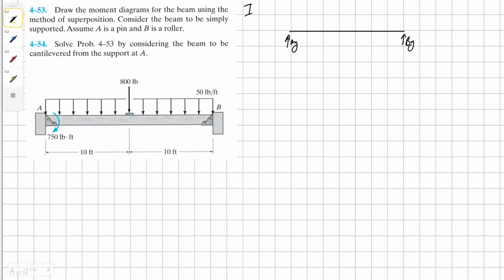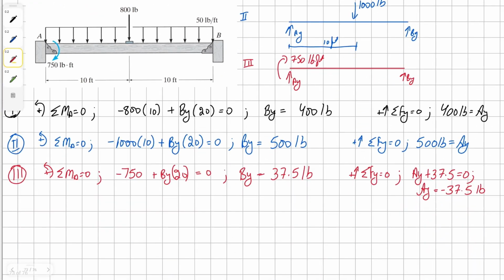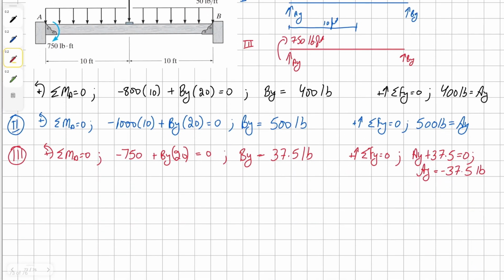To solve this, once again, we have to differentiate between different types of forces acting on this beam. So there are going to be three separate cases: one with the point load, one with the distributed load, and another with the moment. Once we draw our free body diagram for each case, we can find the forces for each of the members for each case.